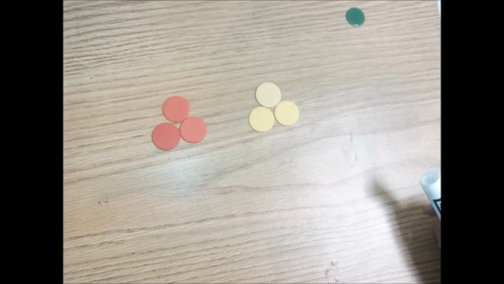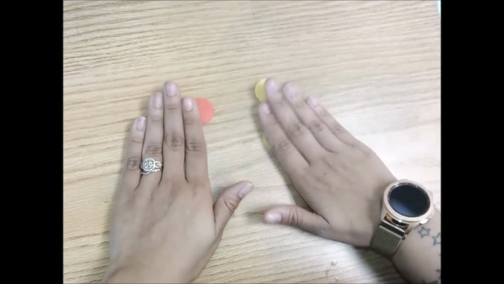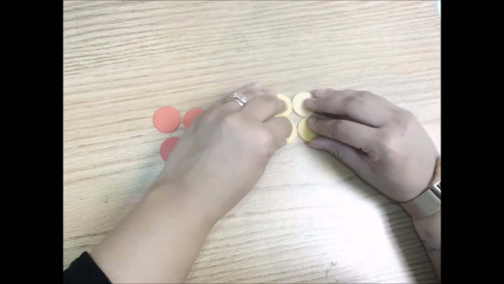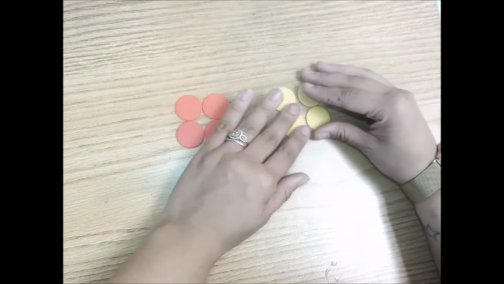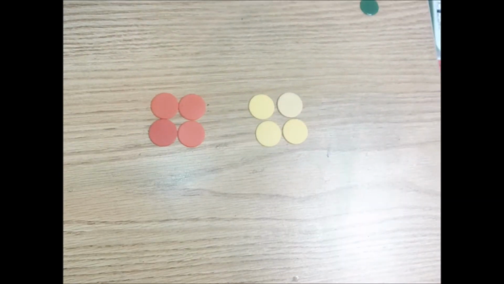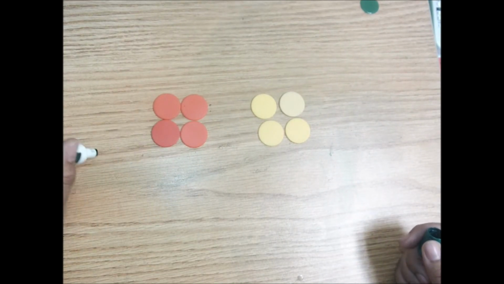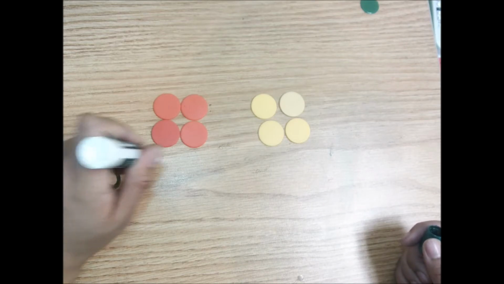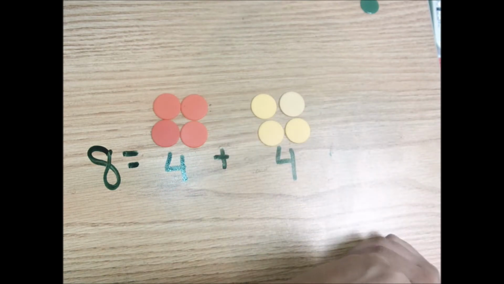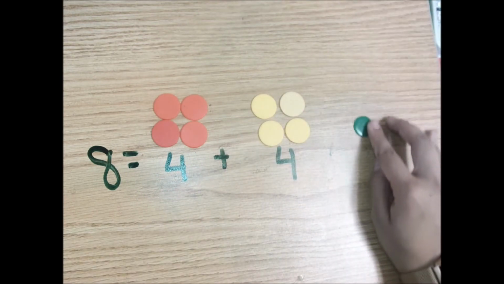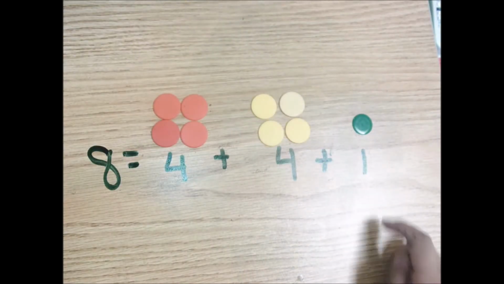Okay, what if these are my parts? What are my parts now? Excellent. So let's actually start over here. 8 is equal to 4 plus 4. Good, because we know this double. What happens if I add one more? What is 8 plus 1 more?